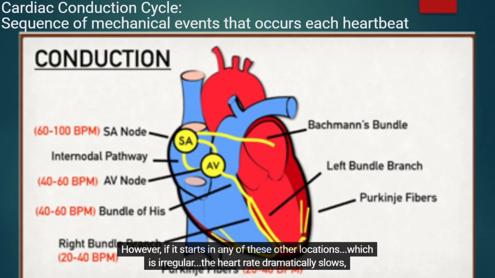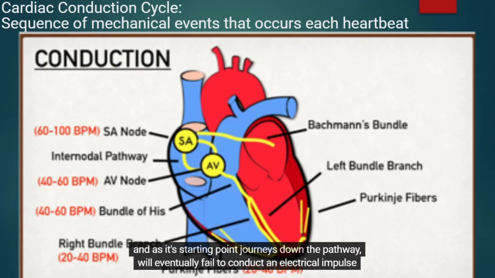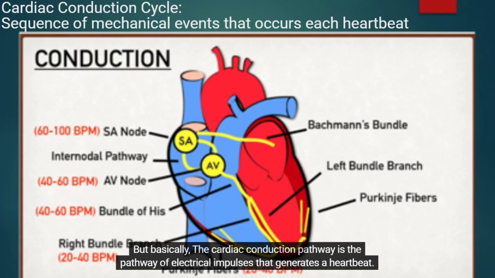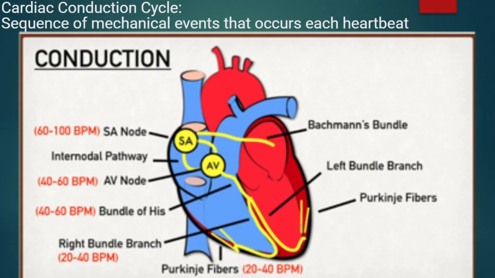However, if it starts in any of these other locations, which is irregular, the heart rate dramatically slows, and as its starting point journeys down the pathway, it will eventually fail to conduct an electrical impulse and go into asystole. The heart won't beat. But basically, the cardiac conduction pathway is the pathway of electrical impulses that generates a heartbeat.